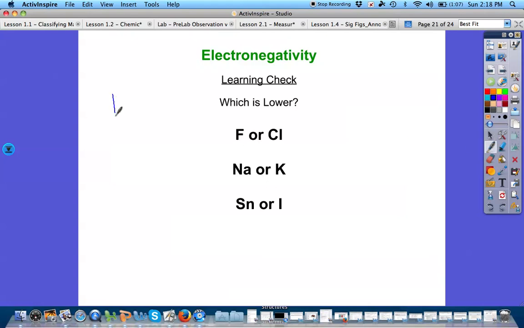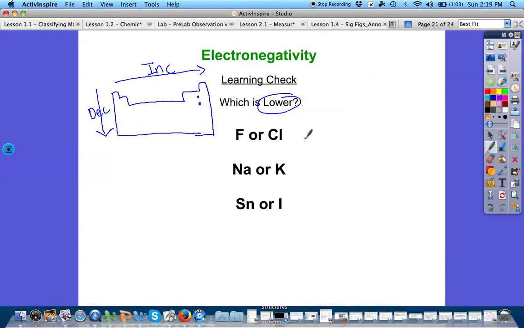So then let's just draw ourselves a little outline of the periodic table. As we go down a group, the electronegativity decreases. As we go across a period, it increases. So if we look at fluorine and chlorine, fluorine is here, chlorine is here. This time we want to know which has a lower electronegativity. So chlorine would have a lower electronegativity than fluorine.